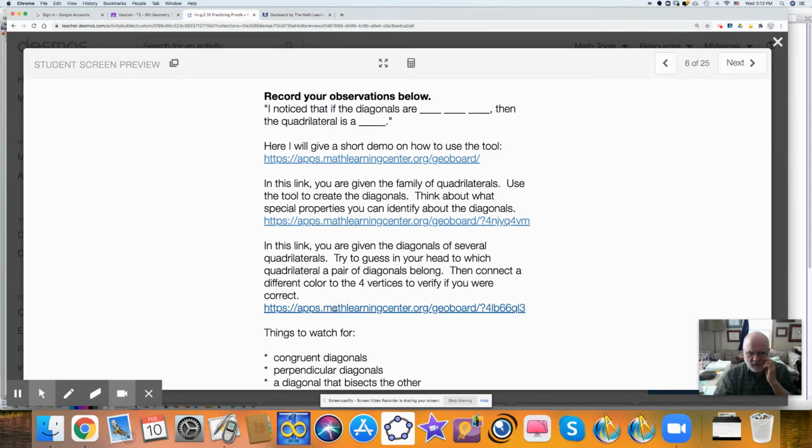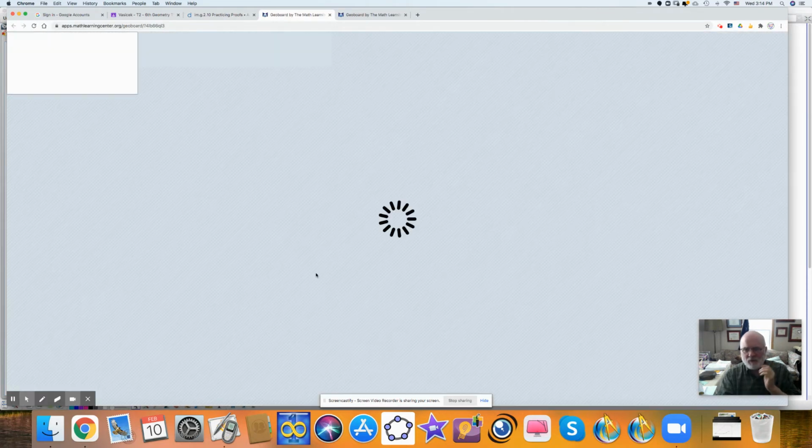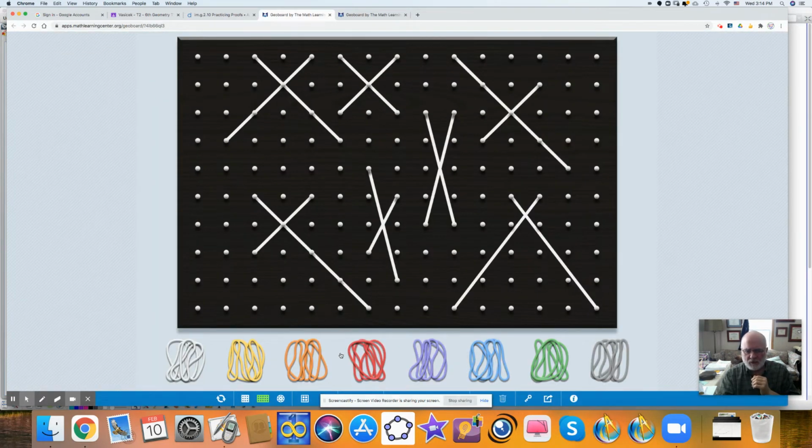Then you can do the second activity where I give you the diagonals and your task is to create the quadrilateral. And before you create it, you can try to identify, well, what quadrilateral is this going to make? We're looking at the properties of the quadrilaterals. So here, if you drag from the middle, this will stretch this rubber band over all of these. This is a kite. Which one would this make? How about this one? Two of them I'd like to point out here.